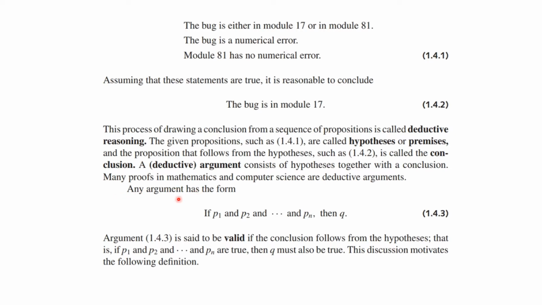Any argument has the form if and then, and it's if P1 and P2 and P3 and ... and Pn, then Q follows. This is like an if-then statement that we've studied. Arguments are said to be valid if the conclusion follows from the hypothesis. That is, if P1 and P2 and all the way through to Pn are true, then Q must also be true. This discussion motivates the following definition.